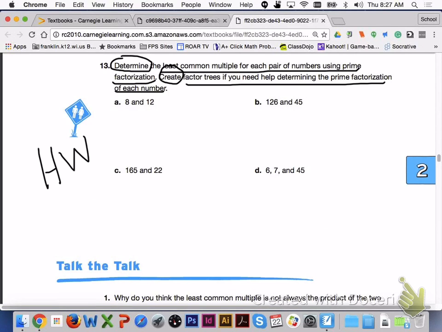Take a look at the top of page 67. I would like you to do number 13, A through D, for homework tonight. That is going to be it for lesson 2.2 on investigating multiples and least common multiples. Please let me know if you have any questions. Thanks.